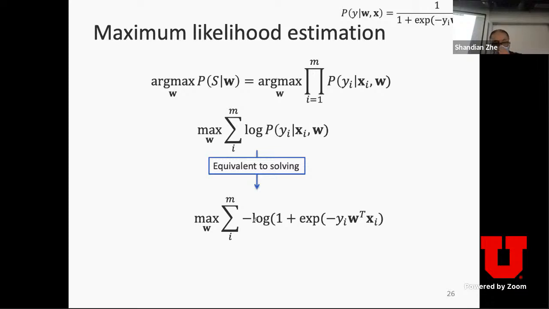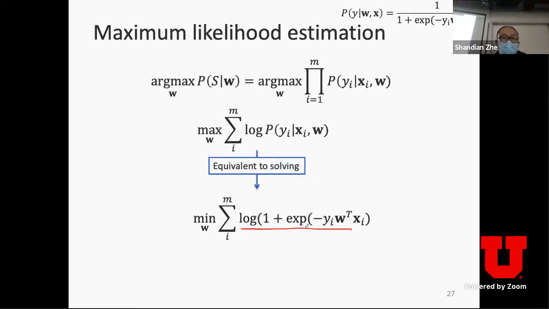Of course, this looks a little bit ugly. I don't want this minus sign in front of it. I can just change the maximization to a minimization. They are equivalent. So we minimize this summation over M training examples, where each term is the logarithm of 1 plus e to the power of minus yi w transpose xi.